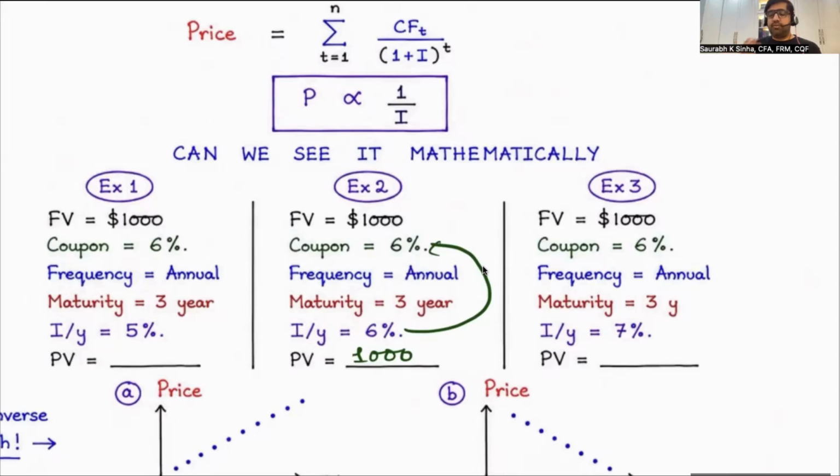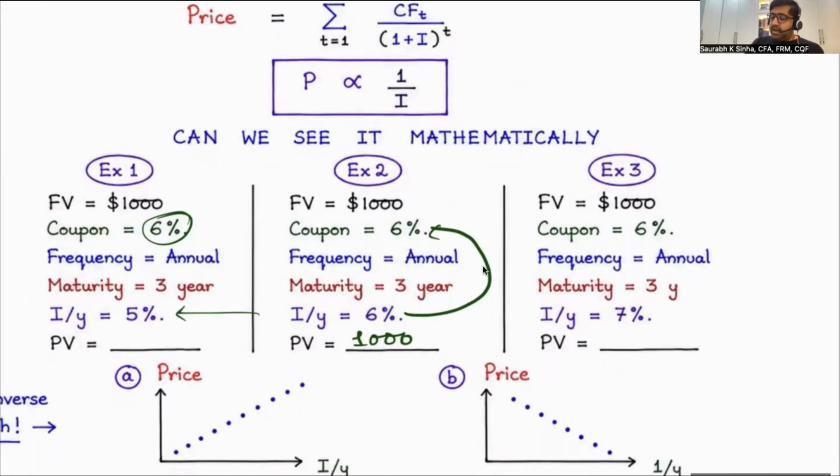Now, if the interest rate falls to 5%, what will happen to the value of the bond? See, the coupon is what? 6%. How will the investor perceive this bond? The investor will perceive this bond as a good investment because in the market the interest rate is only 5%, but this bond is giving you 6%. So the value of the bond is definitely going to be higher than 1000.